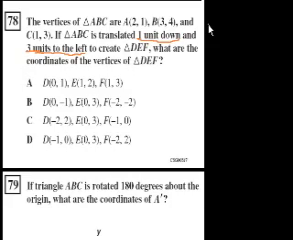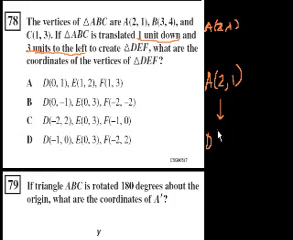So let's see. A was (2, 1), and that's going to be translated to point D. And what do they say? 1 unit down. 1 unit down means the y decreases by 1. So the y coordinate is going to be, decrease that by 1, you get 0. And 3 units to the left, so that means you decrease the x coordinate by 3. So 2 minus 3 is negative 1.